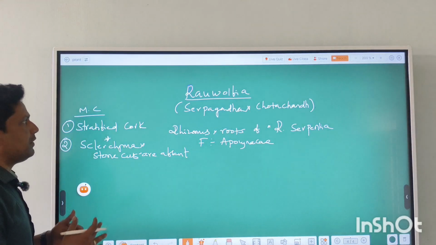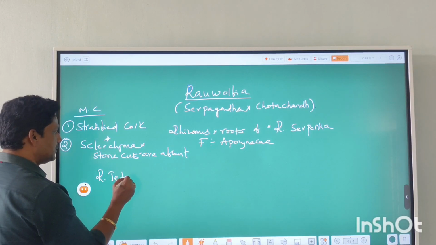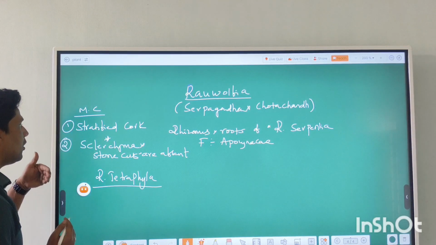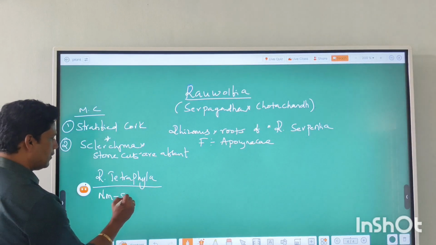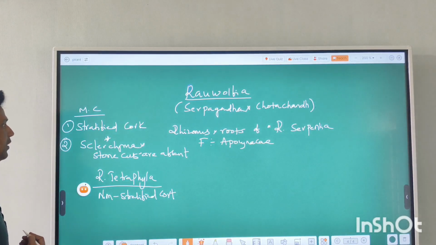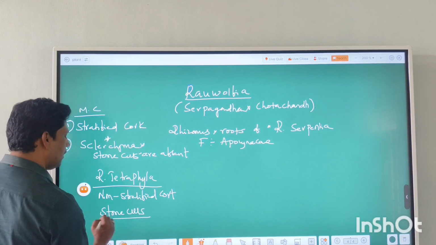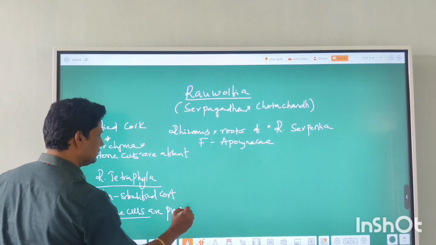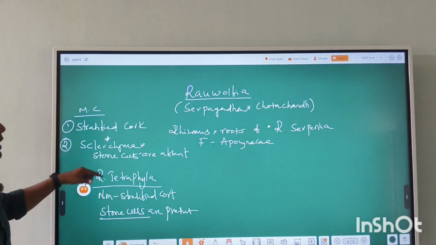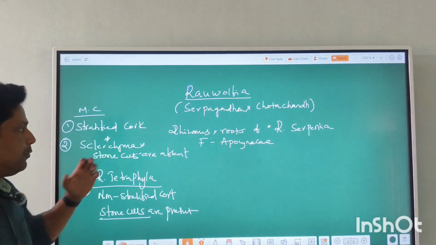When we compare with another species, Rauwolfia tetraphylla, it has non-stratified cork cells, and stone cells are present. So this is the difference between Rauwolfia tetraphylla and Rauwolfia serpentina. It is an indole alkaloid obtained from tryptophan.